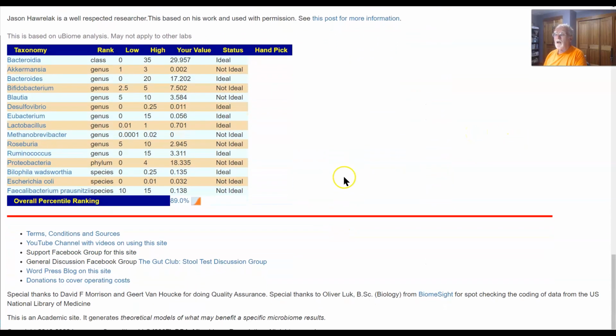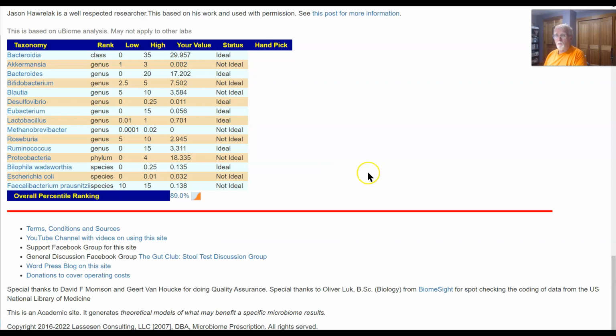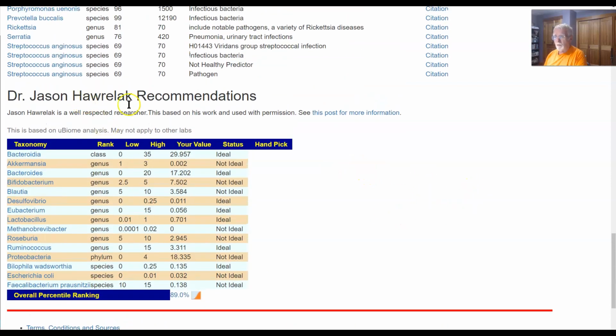Then we have the suggested ranges from a medical professional who has granted permission for us to use his work here, and you can see his high-low ranges, their value, and whether or not it's ideal. For example, Akkermansia here is deemed to be not ideal. He has a little, or she has a little bit, but not very much. Bifidobacteria is a bit high. Other things are a bit low, etc.